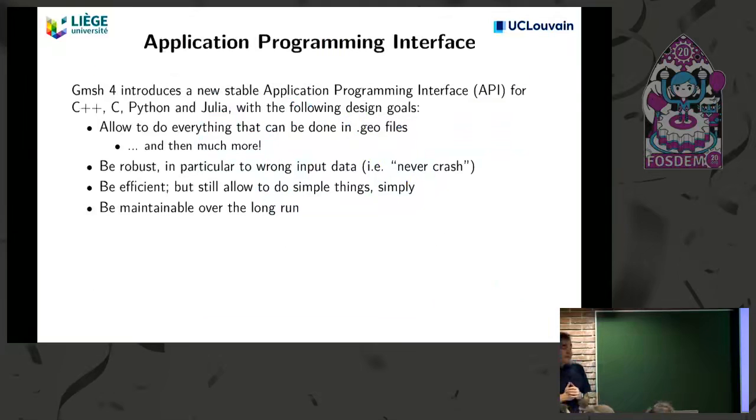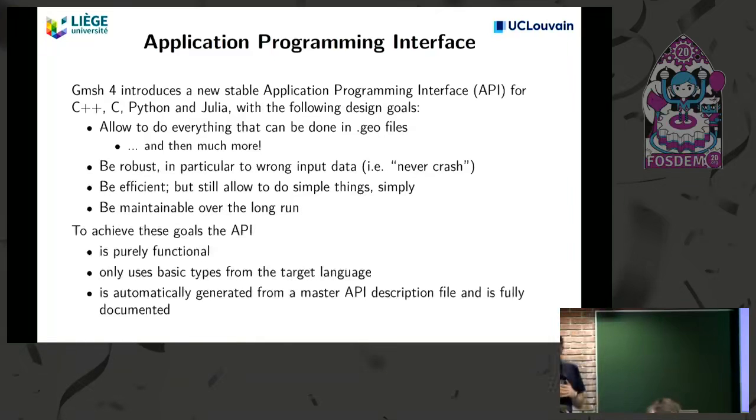What is the API? It's actually our third attempt at doing an API. What are the constraints? We wanted to do everything that we could do in the simple script files, and of course much more. We wanted to be robust. We didn't want bad input to crash, so we didn't want to have any access to pointers. We wanted to be efficient, but still to do simple things simply. You should remember I'm a professor, so I teach with this. I still want a sphere or a cube to be describable quite easily and straightforwardly. And we want to be able to maintain this over the long run. And when I say we, it's two persons. And so we want to be on top of this.